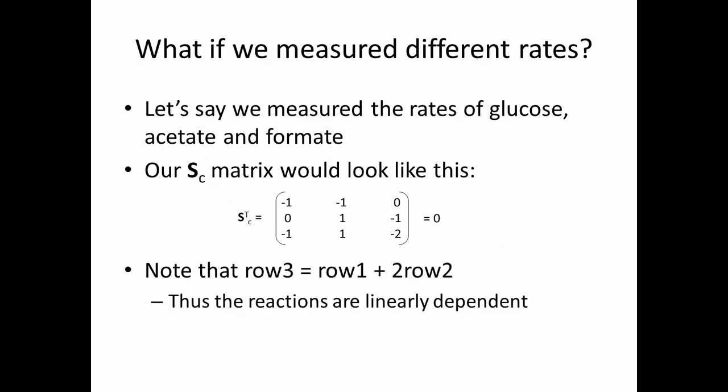But what if we measure different rates? Let's say we measure RG, the rate of glucose influx, the rate of acetate formation, and the rate of formate formation. We would get an SC matrix that looks a lot like this. You will note that row 3 basically equals row 1 plus row 2 here. So these reactions are linearly dependent.